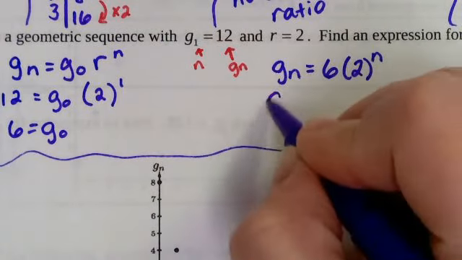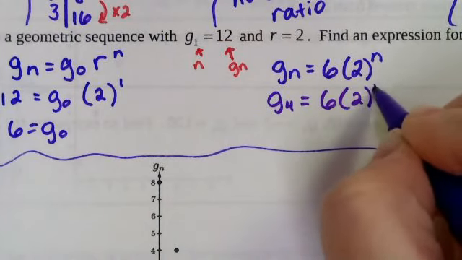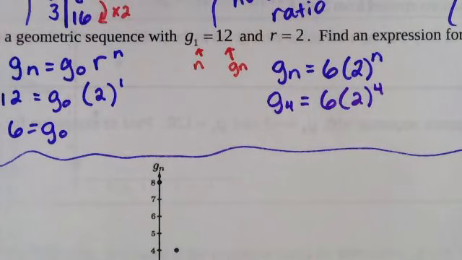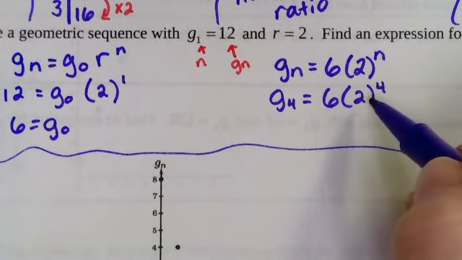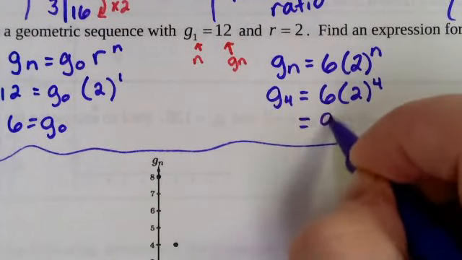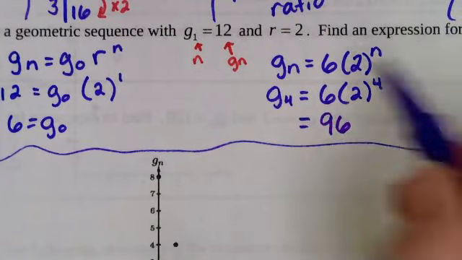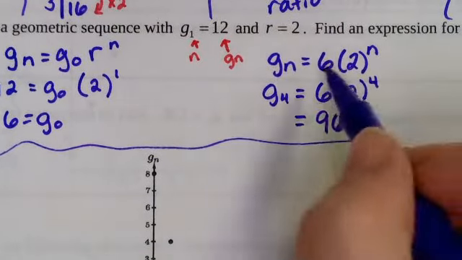They said find G sub 4. 6 times 2 to the 4th power. 2 to the 4th is going to be, what? 2 times 2 is 4, times 2 is 8, times 2 is 16. This is 6 times 16, which will be 96. So, yay. Got our equation, got our answer.